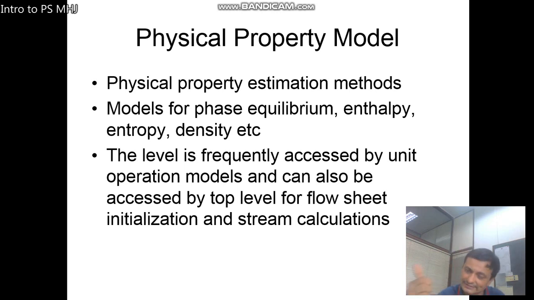And then comes the most important, physical property module. Though it is at the base, it is the topmost. It takes the temperature and pressure. It predicts various properties. It can be phase equilibrium, enthalpy, entropy, density, anything. And this is continuously accessed by the flow sheet and unit operation modules.